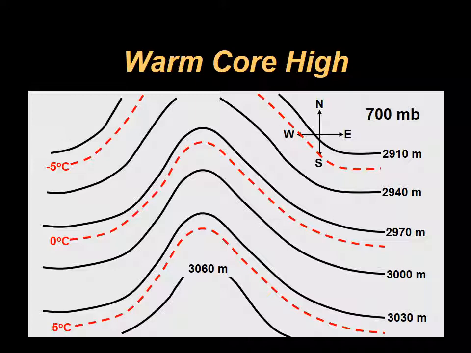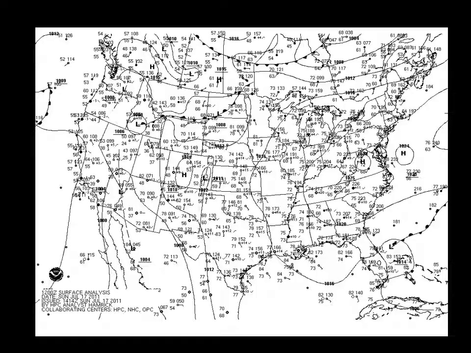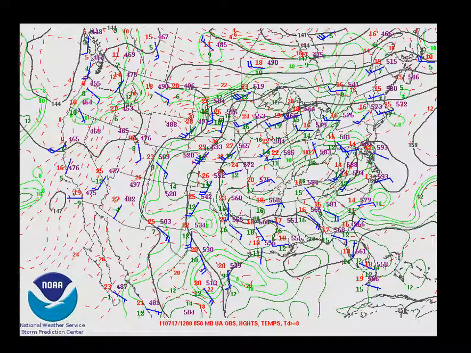With a warm core high, you won't see any temperature advection. You'll just see isotherms that are parallel to contours. No temperature advection, but just really warm temperatures. Here's an example. Look over the southeastern United States. Here you see high pressure across Virginia and much of the eastern United States, very high pressure. And as you go up through the atmosphere, this is 850 millibars.